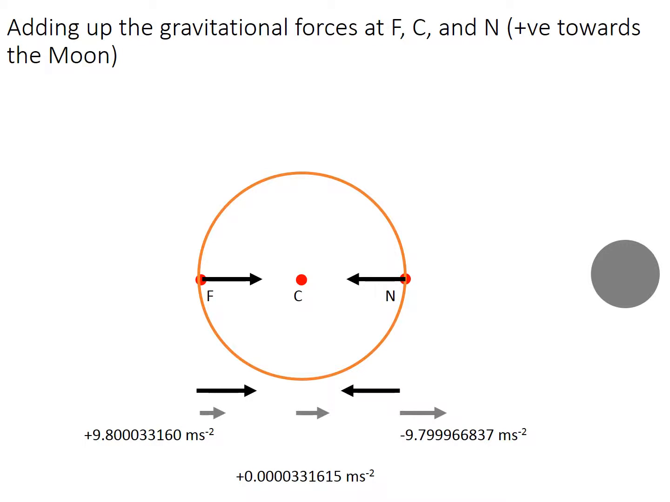Okay, so if we add that 9.8 and these tiny things here, we get these values here. So the overall gravitational attraction at the center of the Earth is zero plus that small amount for the Moon, and at the surface here, it's minus 9.8 because it's acting in the other direction, plus the small amount going the other way. So we've got these different things going on.